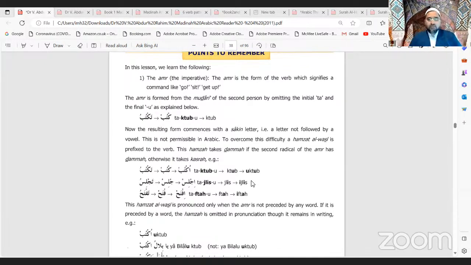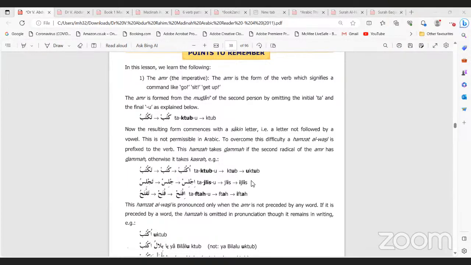It's talking about, we did this before. Go ahead, Bismillah. Points to remember in this lesson. In this lesson, we learn the following. The Amr, imperative. The Amr is the form of the verb which signifies a command, like go, sit, get up. The Amr is formed from the mudari of the second person by omitting the initial ta and the final u, as explained below.